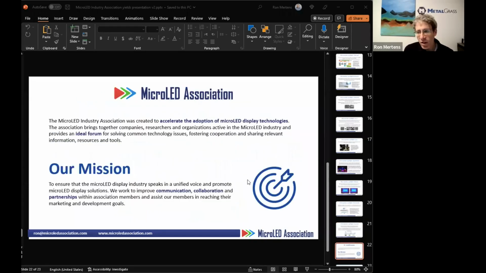And this concludes our talk today. I hope this was useful. Like I said, I hope this explained quite a bit about yields, or at least gave you some taste of what the challenges are and what kind of solutions we are seeing in development or actually in production and commercialized now. This was based on a white paper we recently released, which has a lot more information. You are free to download it from our website, MicroLED-Association.com.